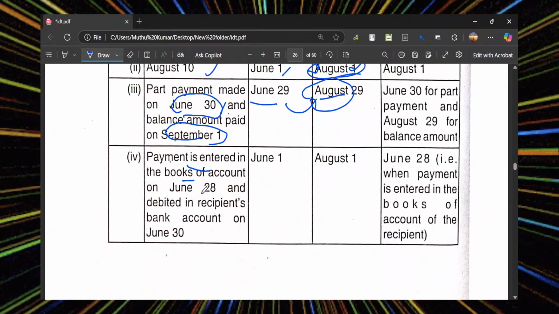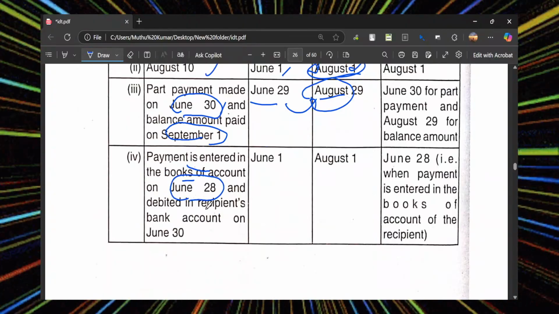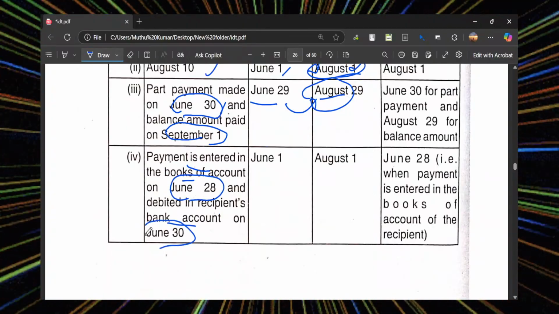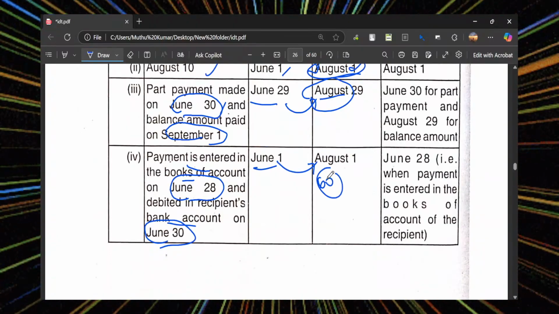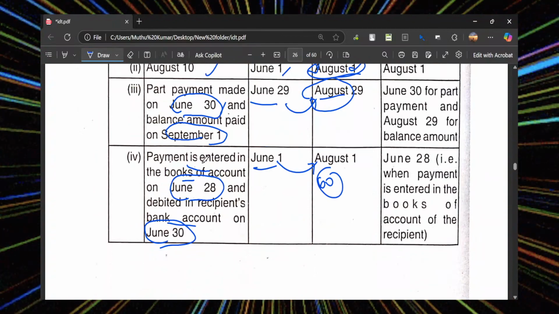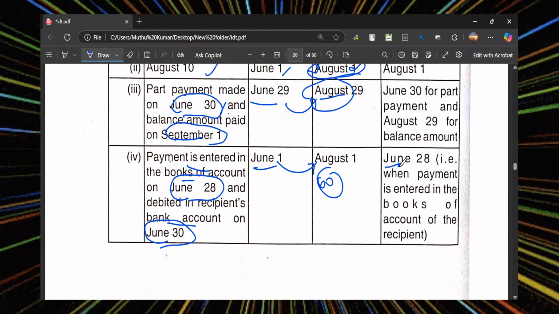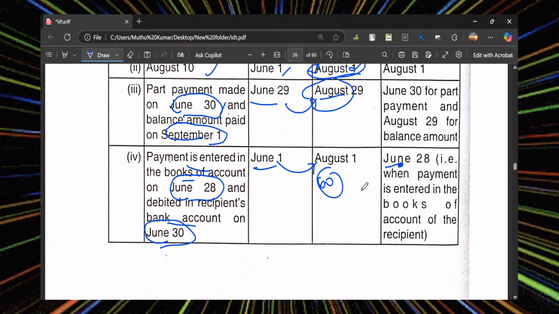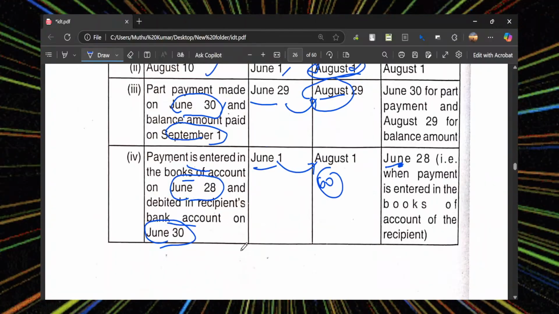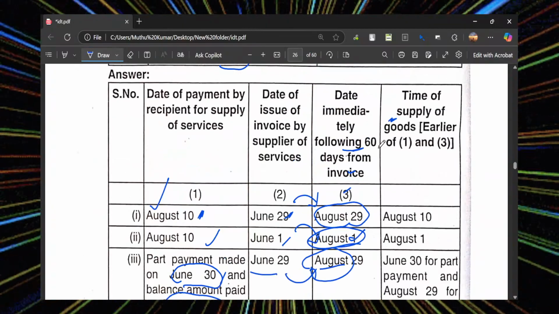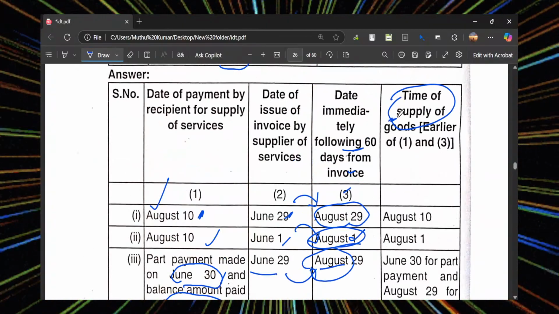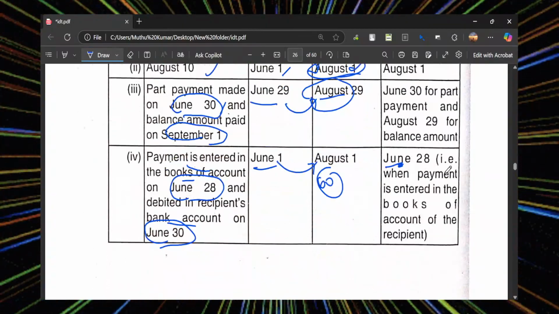Payment is entered into the books of account June 28 and debited in the recipient's bank account on June 30. So from this, the 60 days, August. So the part payment entered, what about the amount entered is June 28. So the whole amount is entered on June 28, the date of payment. The time of supply will be June 28, when the payment is entered into the books of accounts of the recipient.